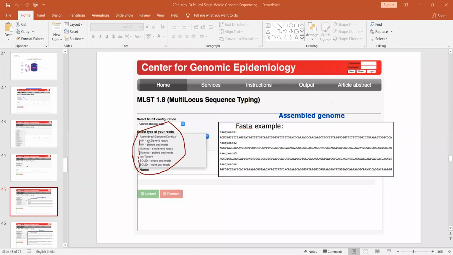So I can give as an input a single end read, a single stranded DNA fragment, or I can give paired end, the small fragments generated from double-ended, double helical DNA. That means this server is using the input from any of these platforms. Whatever NGS platform you have used, you can give the input here.